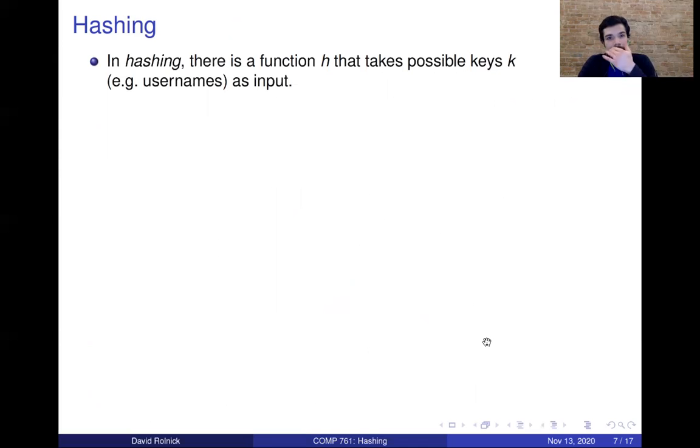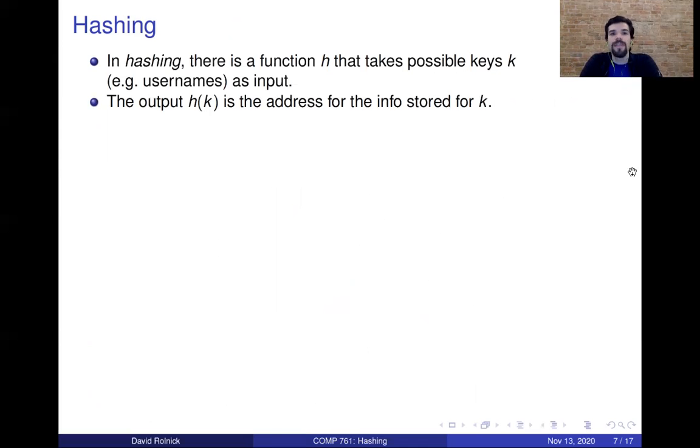In hashing, there's a function h that takes possible keys, for example, usernames, as input. And the output is the address for the info which is stored for that key.